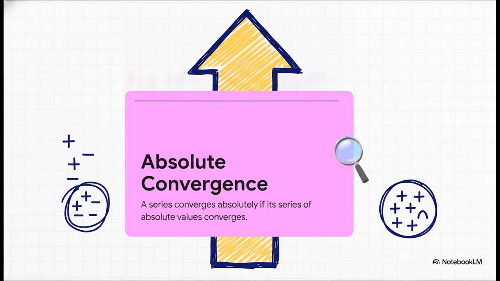It's called absolute convergence. To test for it, we take our alternating series and we literally just strip away all the negative signs. We take the absolute value of every single term. If that new, purely positive series still converges, boom, the original alternating series is declared absolutely convergent. It's basically saying, hey, this series is so inherently strong and stable, it doesn't even need those negative terms canceling things out to reach a finite sum.